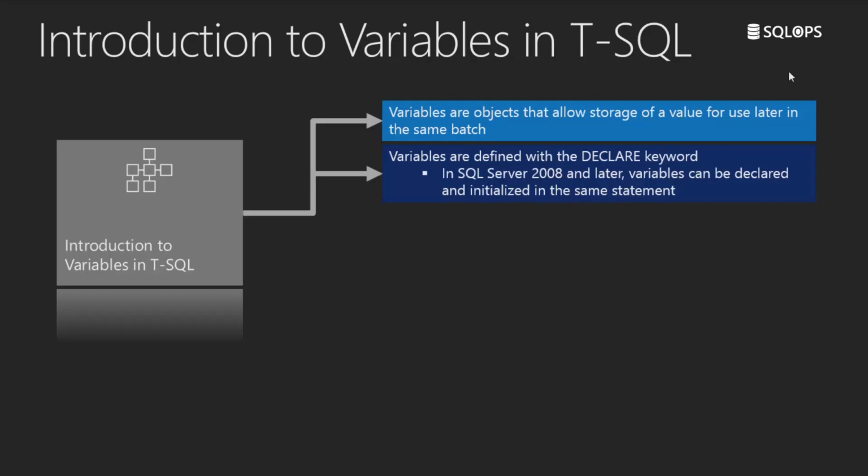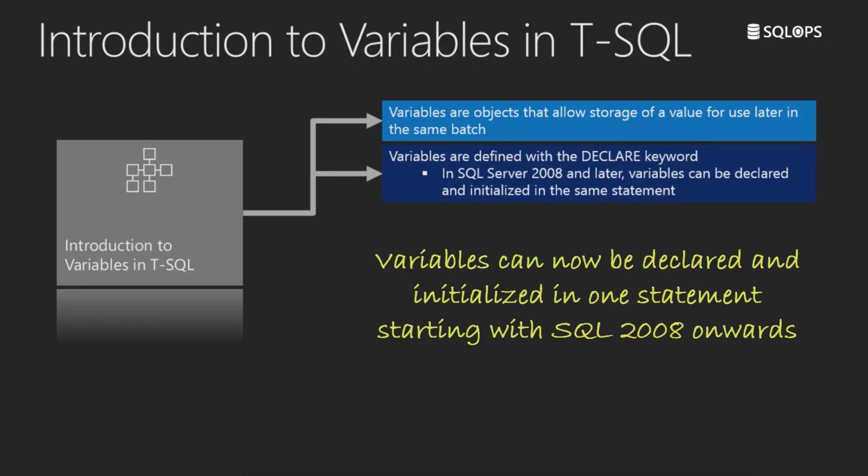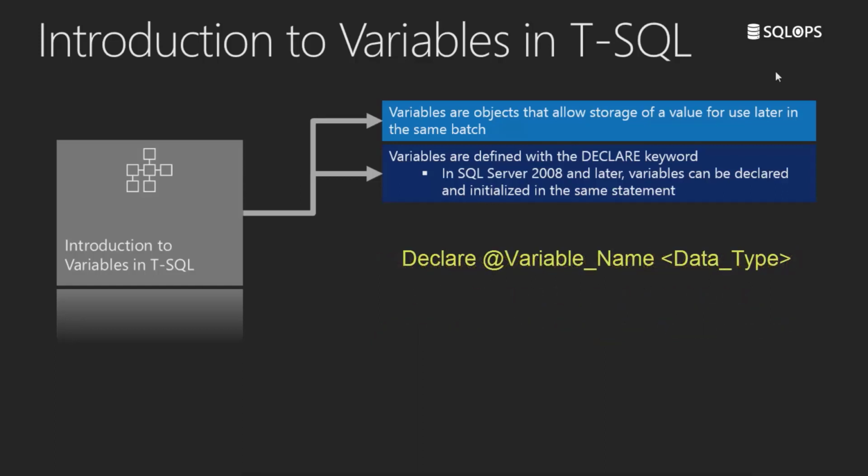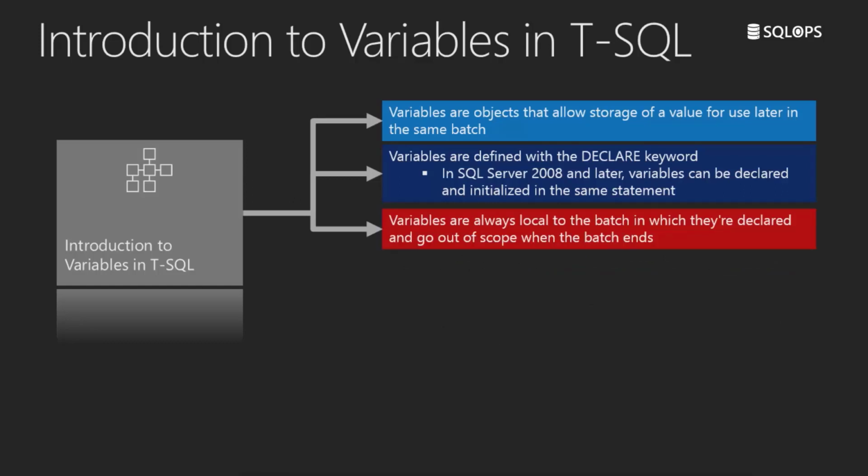Prior to SQL Server 2008, the actual declaration of a variable and assignment of the variable value is done in two separate statements. But starting from SQL Server 2008, variables can be declared and initialized in the same statement. And declaring a variable includes providing a name and a data type. As you have previously learned, variables must be declared in the same batch in which they are referenced. In other words, all T-SQL variables are local in scope to the batch, both in visibility and lifetime. Only other statements in the same batch can see a variable declared in the batch, and a variable is automatically destroyed when the batch ends.